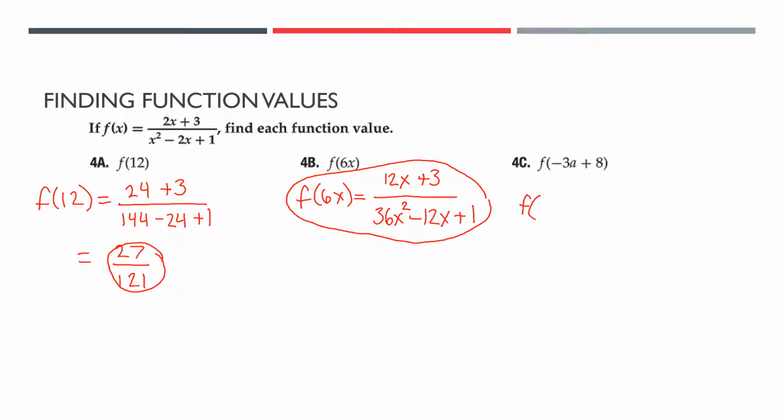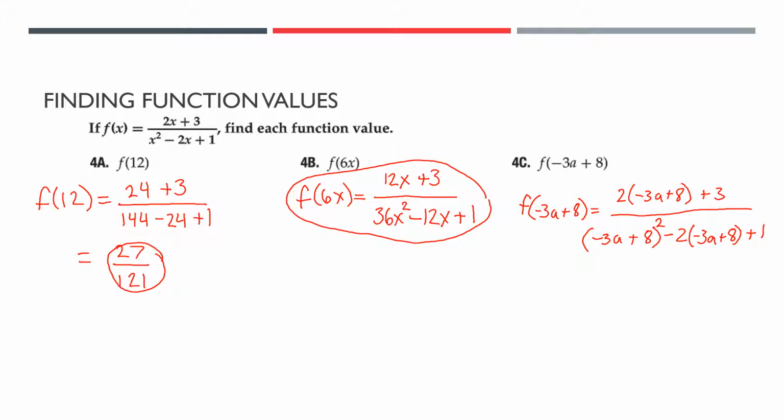f of negative 3a plus 8 will be 2 times negative 3a plus 8 plus 3 all over negative 3a plus 8, and I'm going to have to square that, which means I need to FOIL, minus 2 times negative 3a plus 8 plus 1. All right, so let's start working through this problem just a little bit.